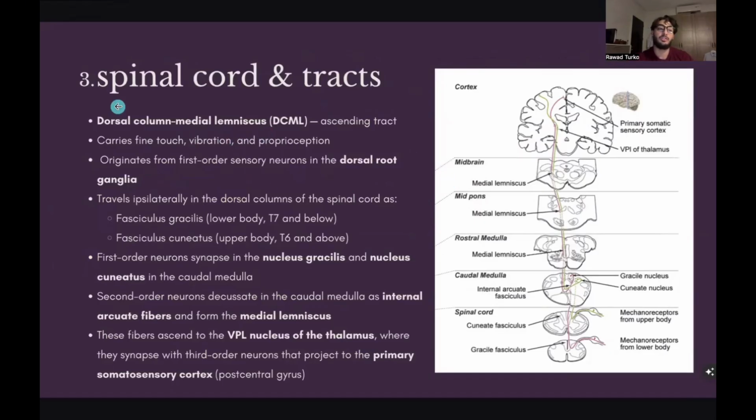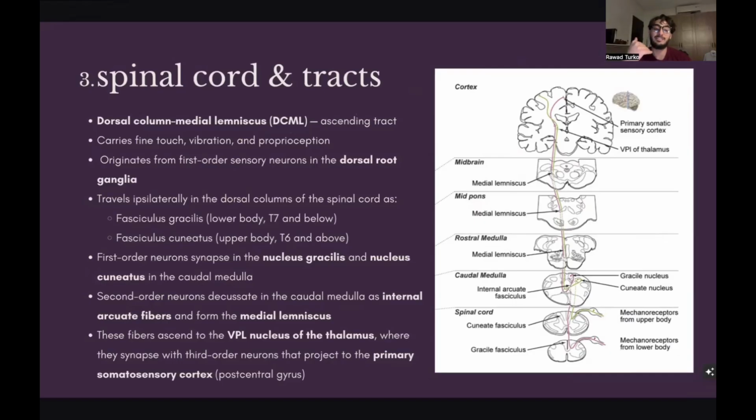This is the DCML, or the dorsal column / medial lemniscus tract. This is the first ascending tract we're going to talk about. It carries fine touch, vibration, and proprioception. This is the fasciculus gracilis and fasciculus cuneatus that we talked about before.